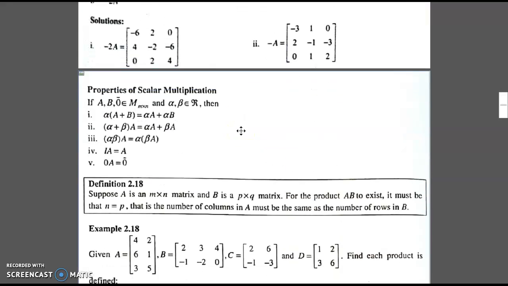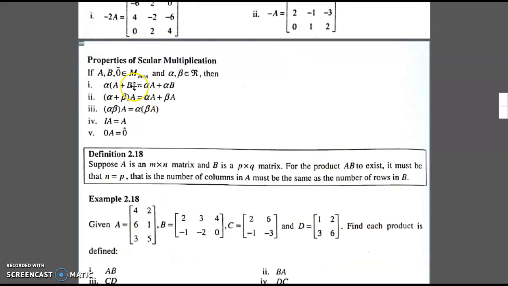Now these are the properties. Scalar times A plus B is the same as scalar times A plus scalar times B. Then, the first scalar plus the second scalar, multiplied by A, is the same as the first scalar times A plus the second scalar times A.